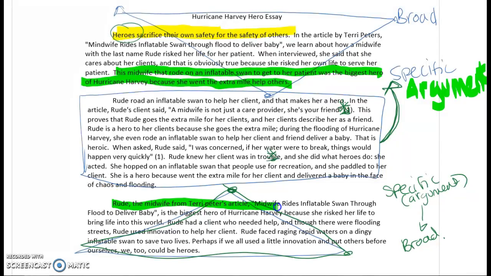They said Rude, the midwife from Terry Peters' article, "Midwife rides inflatable swan through flood to deliver baby," is the biggest hero of Hurricane Harvey because she risked her life to bring life into this world. She made the argument. Who's the biggest hero of Hurricane Harvey? Rude, the midwife. By the end, this person started talking more broadly and made a statement about the world. Perhaps if we all used a little innovation and put others before ourselves, we too could be heroes. They went from super specific to broad, which is the exact opposite of the introduction that went broad to specific.